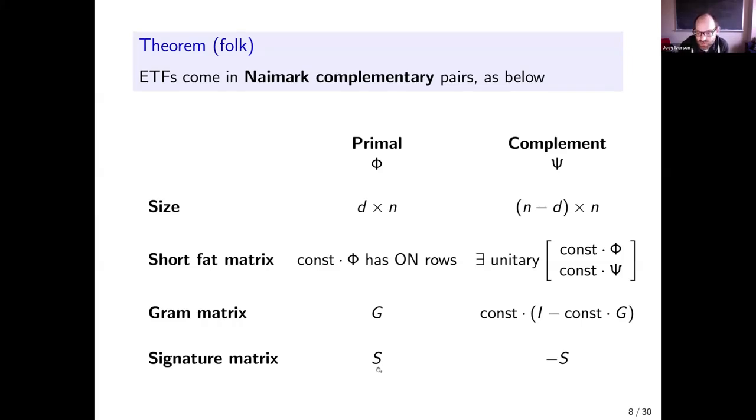Or in terms of signature matrices, which is what we're really going to think in terms of this talk, if the primal has signature matrix S, these are the phases, remember, then the Naimark complement's phases, if you think about this minus sign, are just going to be the opposite. So I'm going to have these pairs that come up many times in this talk.